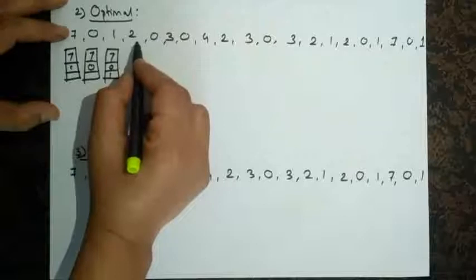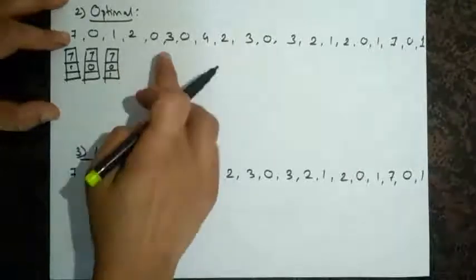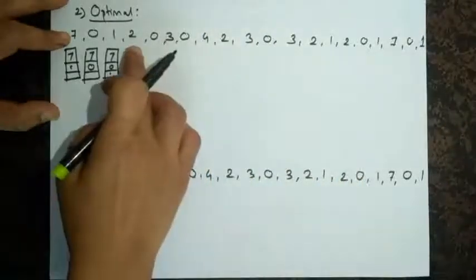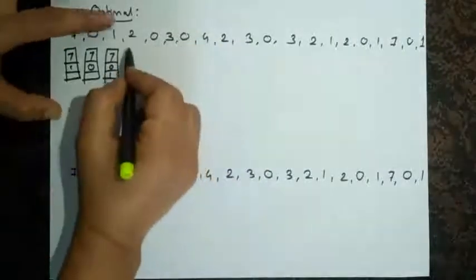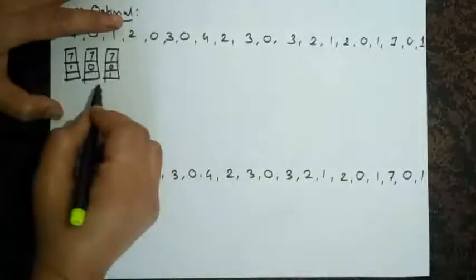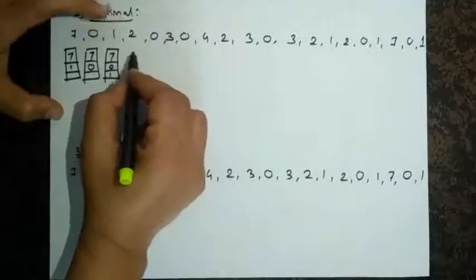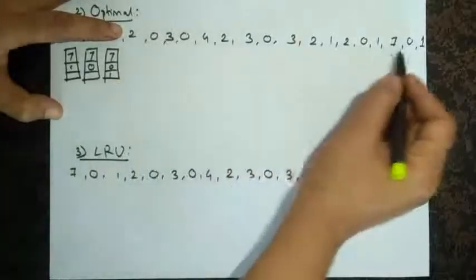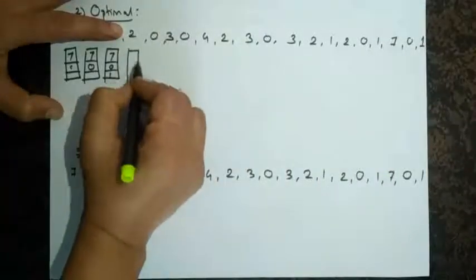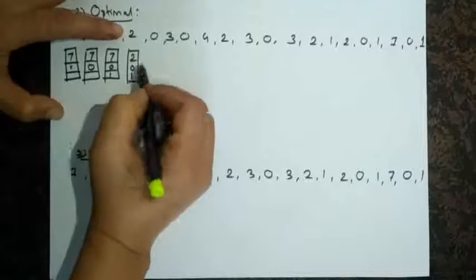Now in this optimal algorithm, what we do is we check the future. The page which will not be used for a long time is the one we replace. So here we want to place this 2 in the frame. We see that we have 0 as a request and 1 as a request. 7 is quite far. So I will replace this 7 by 2 over here and the rest as it is.